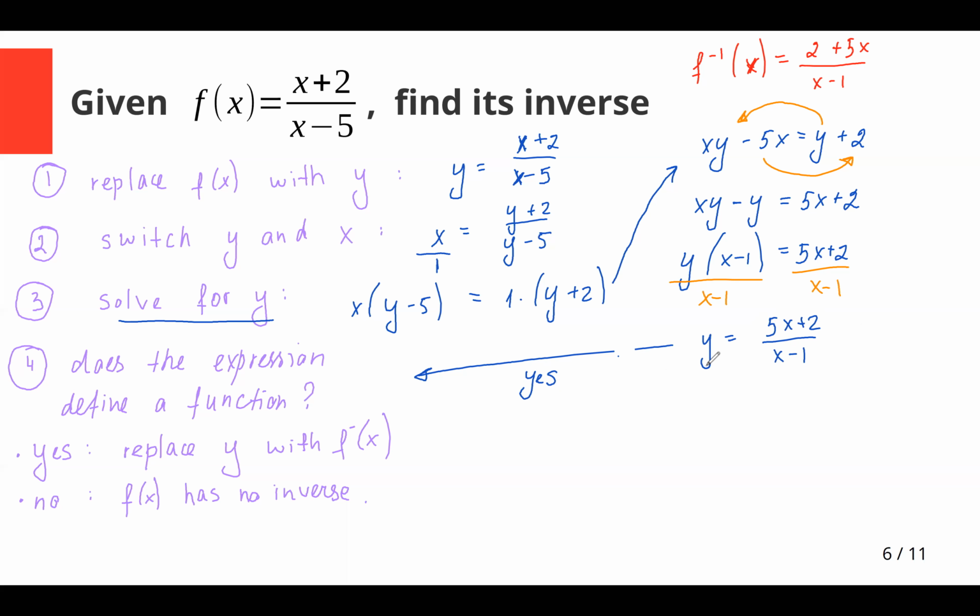And if this is yes, then we will replace this y, as we are told here, with the f inverse. Sorry, I had the f inverse here, right? So we do f inverse of x is equal to 5x plus 2 over x minus 1. So this will be our answer.